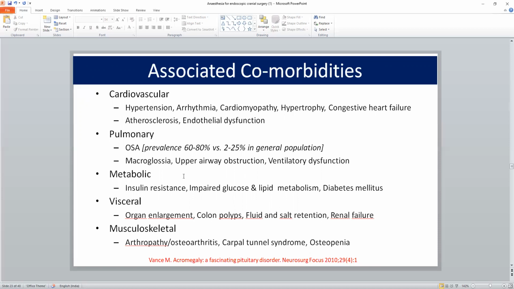The most common amongst them is the cardiovascular comorbidity, such as hypertension, arrhythmias, cardiomyopathy, left ventricular hypertrophy, and congestive heart failure. And the vascular abnormalities include atherosclerosis and endothelial dysfunction. Amongst respiratory problems, obstructive sleep apnea is the most common, with a prevalence of between 60 to 80%, whereas in the general population it is only about 2 to 25%.